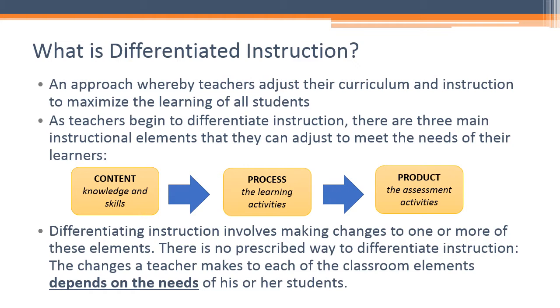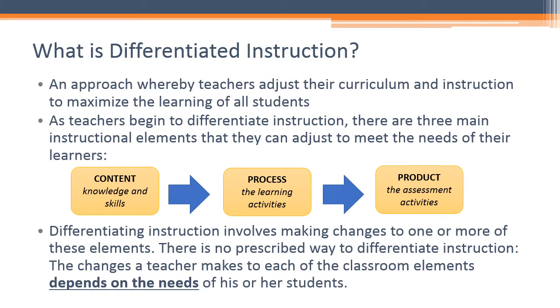When you begin differentiated instruction, there are three main instructional elements that teachers need to adjust so that the needs of the learners will be met. So we have the content. Content is the knowledge and skills that students need to master.